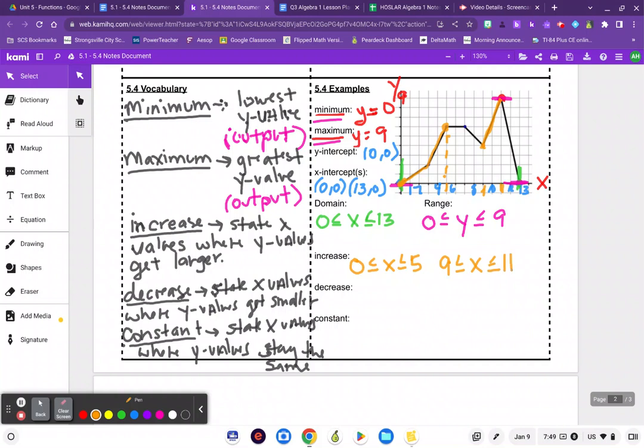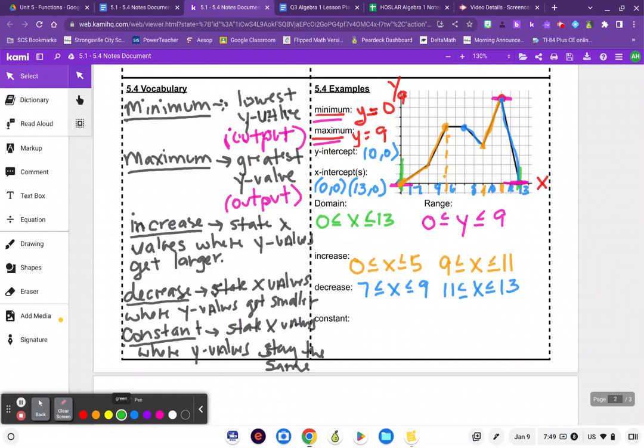All right, how about decrease? So we'll do that in a different color. In decreasing, it looks like I'm decreasing starting at this point right here, and I'm going to move downwards. So it looks like that's between 7 and 9. So between the x values of 7 and 9, my graph is moving downwards, and then I'm moving downwards again here. Between the x values of 11 and 13, my graph is moving downwards, or decreasing.